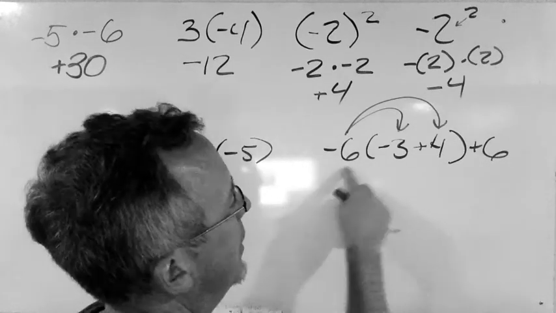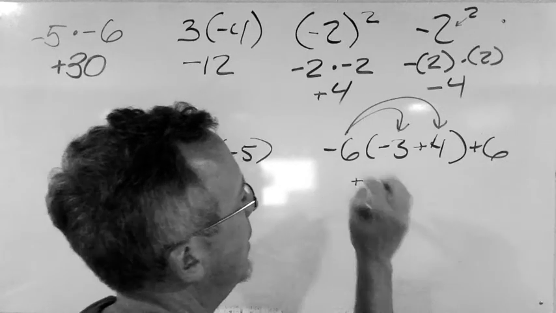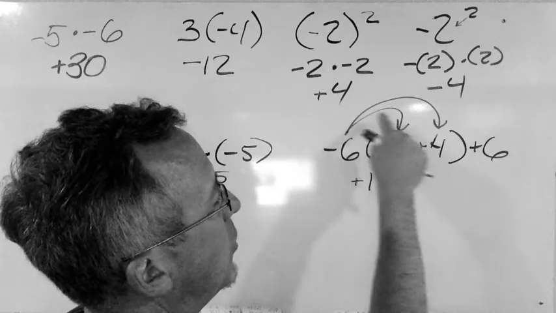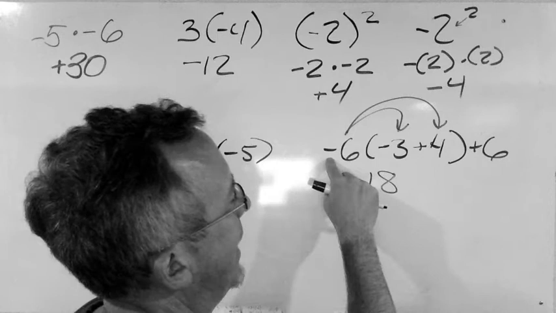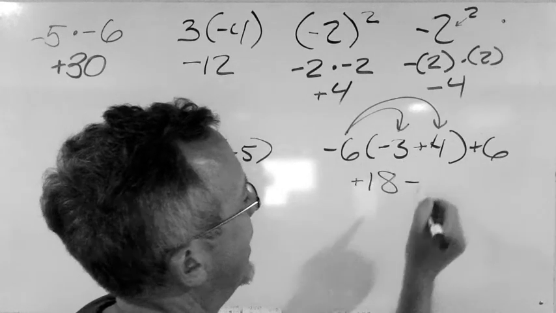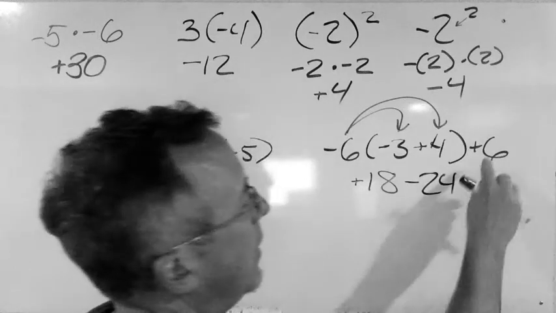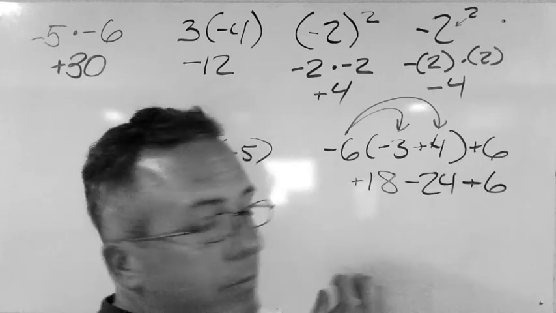So it's -6 times -3. Well, negative times negative is positive. 6 times 3 is 18. Don't forget, you have to distribute to each of the terms that's inside the parentheses. So it's -6 times +4. So negative times positive is negative. 6 times 4 is 24. This 6 is not in the parentheses, so it just gets carried down.